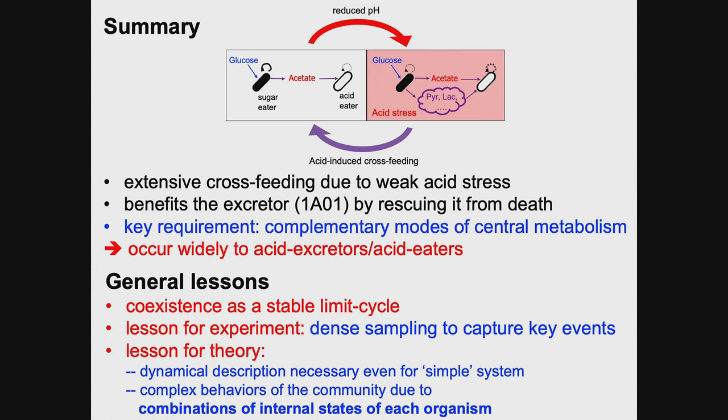Maybe the biggest lesson we get out of this is that complex behavior in the community can come from the combination of internal states. Each of these species, we have only two species, has several states, right? And all of this complexity is happening from the interaction of these states. So there are several variables within already one organism. It's not just growth. It's not just density. So there are these hidden variables that in principle could contribute to the complexity of the system. So that was the lesson.